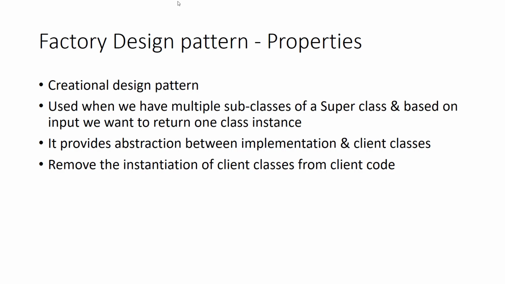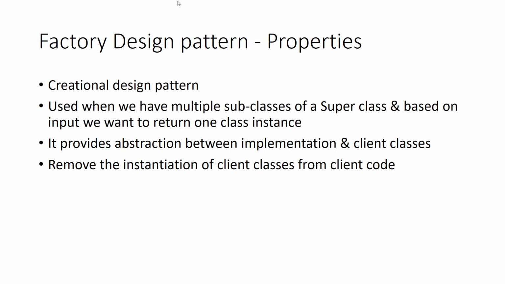Now, what is the benefit? First of all, it's the abstraction between implementation and client classes. Let's say there is a client class and we are directly using Car a = new Car, or Bike b = new Bike. Now if there are any changes in the car class, let's say the car class changes its name, then wherever there is an object of that car, we have to change it in all the classes, or all the places where we are using it.